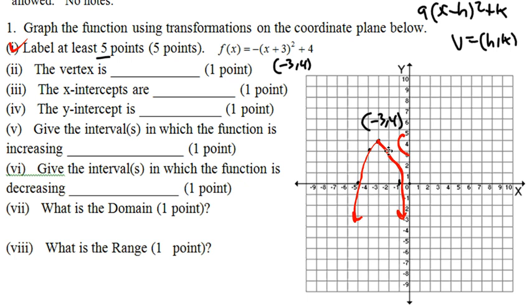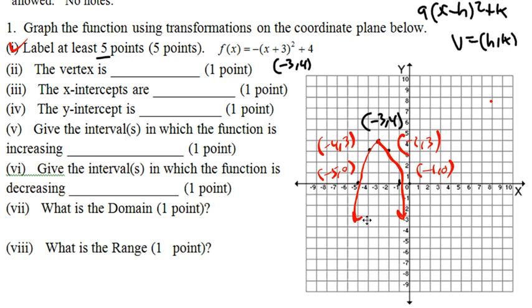So this is the point negative 2, 3. That's the point negative 1, 0. That's the point right there, negative 4, 3. And that's the point negative 5, 0. So this is what I wanted to see. I wanted to see that you put the points on there and you're able to label them.